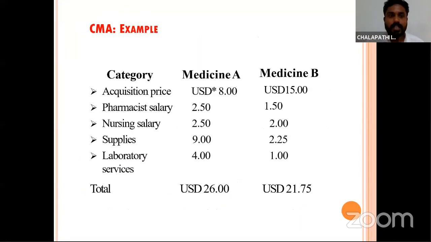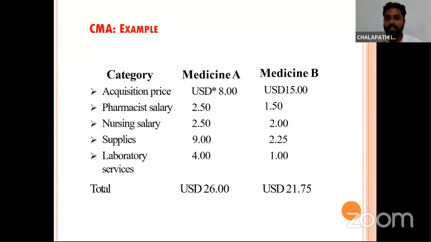With this, I'm moving to the example. Here, I have two medicines, medicine A and medicine B. If you see only the acquisition price, meaning the price you pay to get that medicine, it is 8 rupees for medicine A and 15 rupees for medicine B. So if you look at only the acquisition price, medicine A looks far better than medicine B, right? There is around a 200% difference in medicine B compared to medicine A.